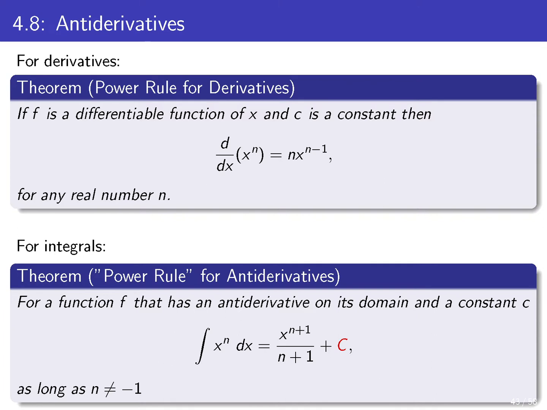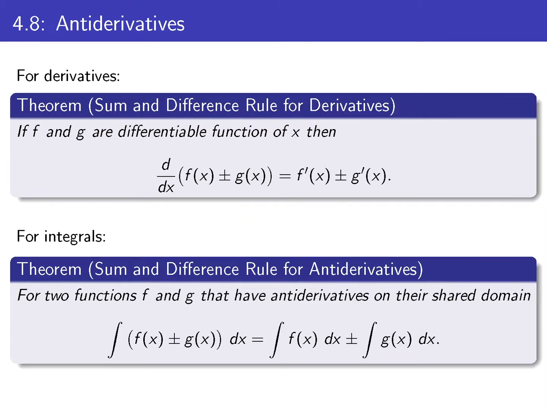The most important part of this is you should remember that you can't do this when n is equal to negative 1. One way to see it is that our formula would have denominator 0 if n was equal to negative 1. Another way to see it is if you have x to the negative 1, you really have 1 over x, whose antiderivative we already know is the logarithm of the absolute value of x plus c.